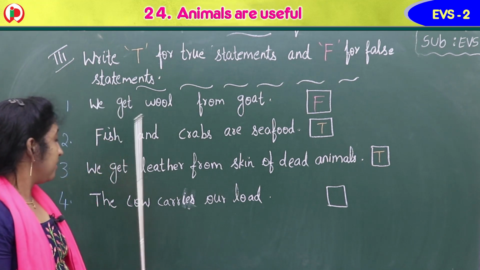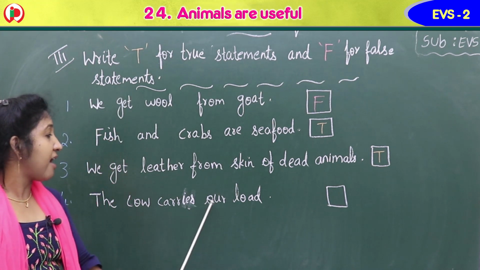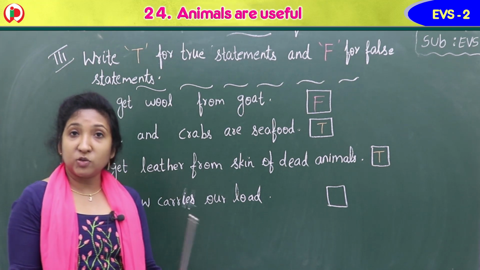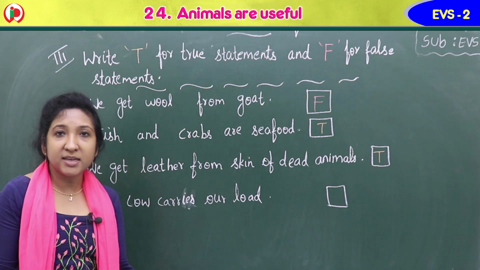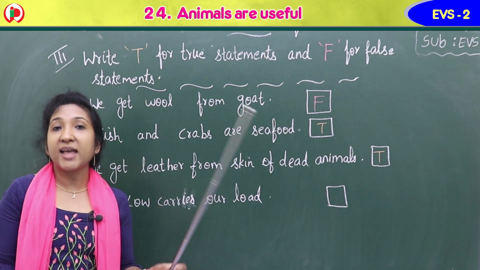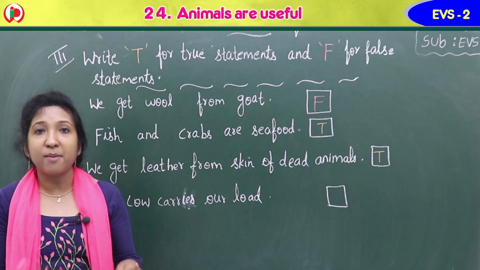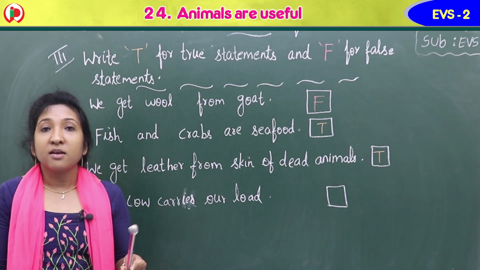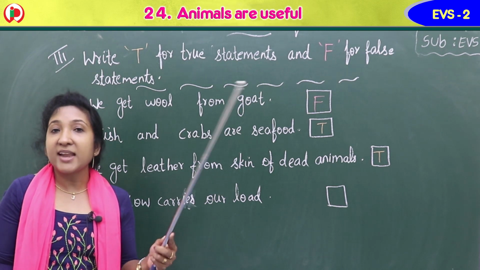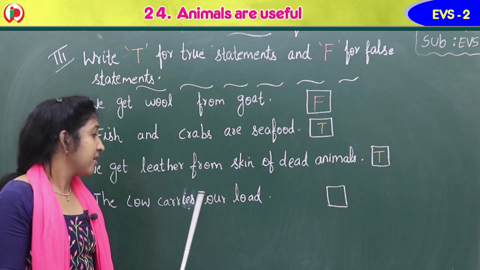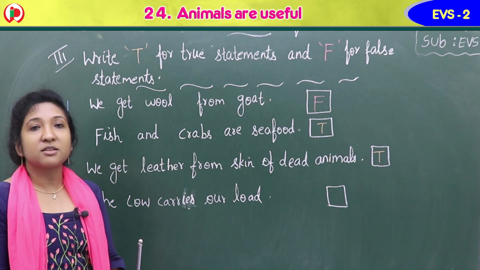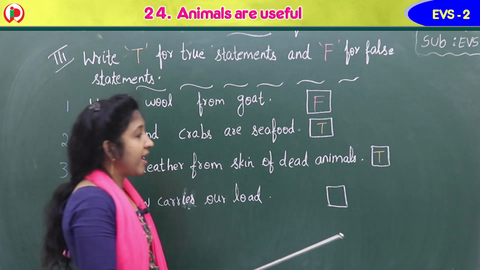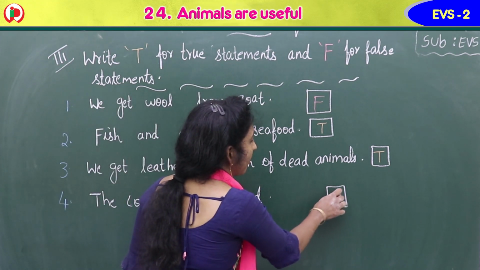The last one, the cow carries our load. Is it true? Who carries our load? Donkeys carry loads, isn't it? Yes. The animals that help in transportation, like camel, horse, elephant. But donkeys carry loads, not cow. So the given statement is wrong. It is false. So you can write F in the square box.